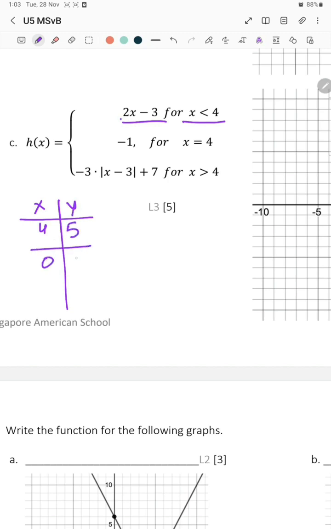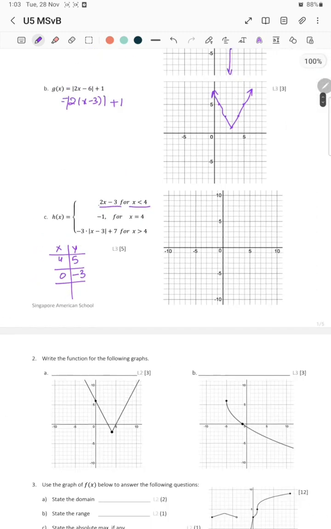Let's take 0, which would be minus 3, and 4, 5, which won't be included. 0 would be minus 3. The other point is minus 1 at x equal to 4. And the last one is a modulus function, minus 3x minus 3, 7. So it's going to be 3, 7.